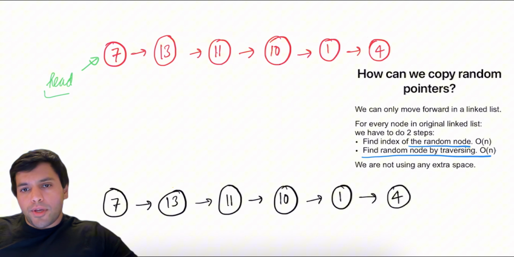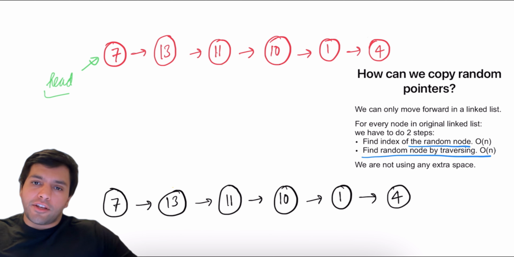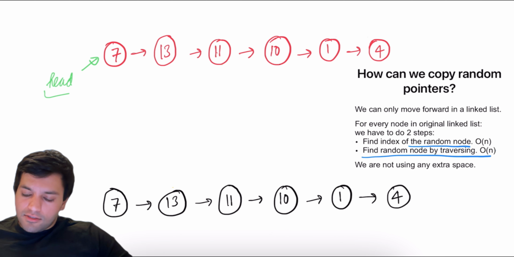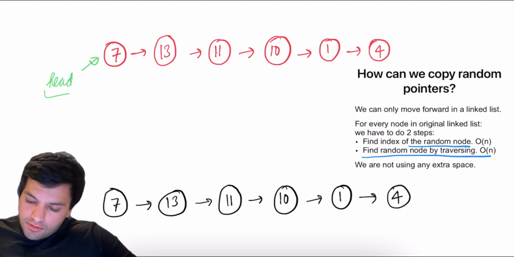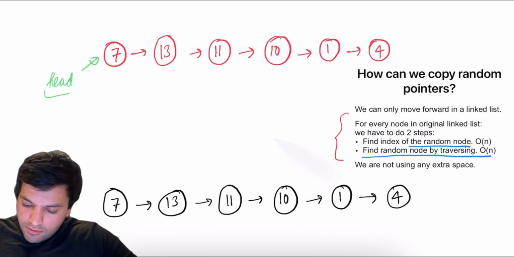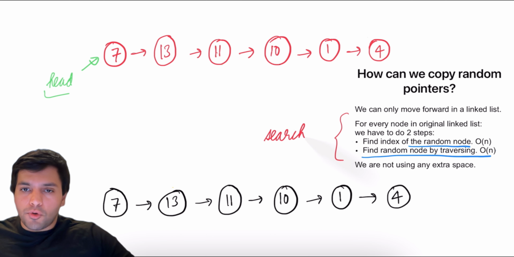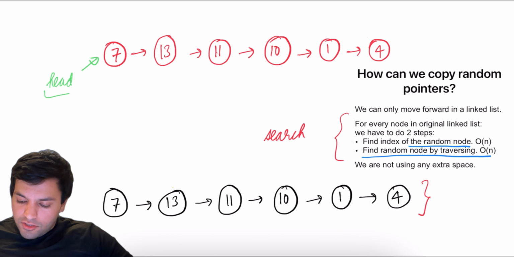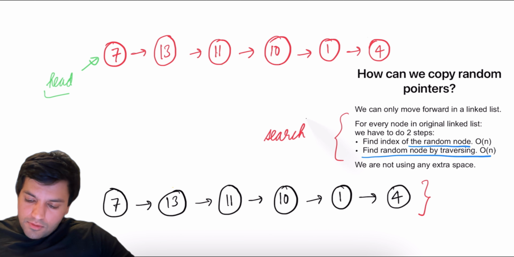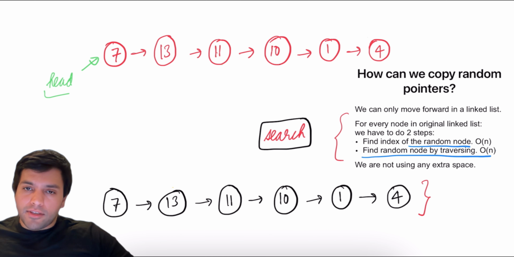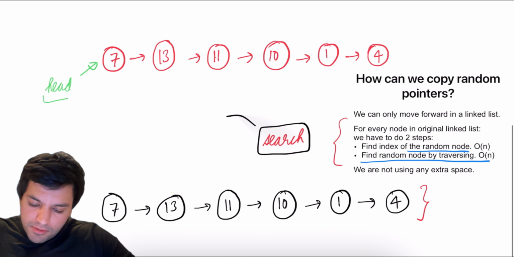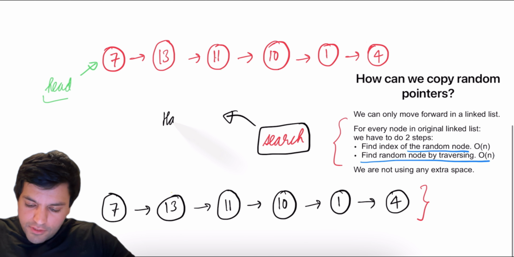In our O of n square approach, the thing which is leading to O of n square is searching for the random node in our new linked list. So this is a search operation. The data structure which helps to optimize search operations is a hash map. So we can utilize a hash map based approach to solve this question.